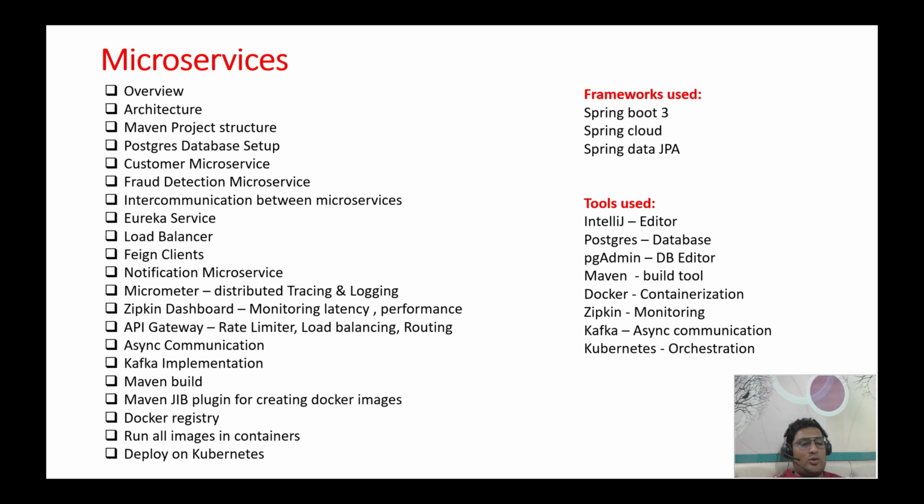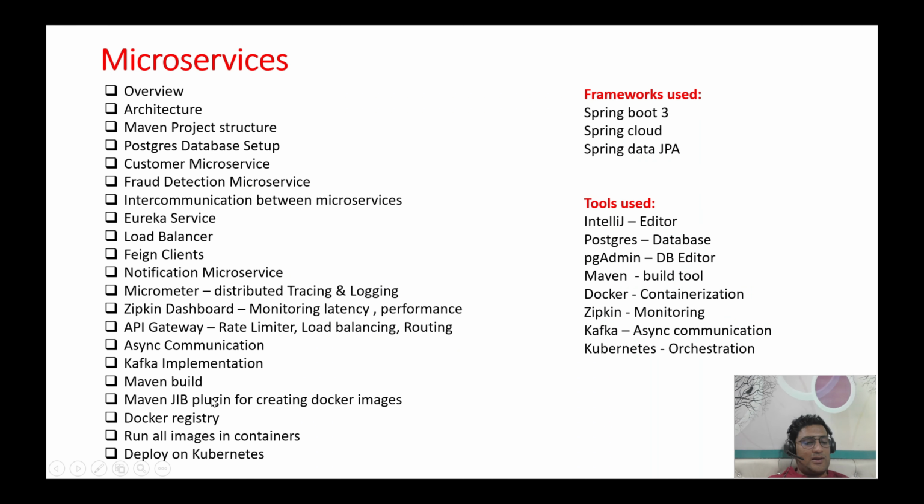So basically, all the external requests coming from the outside world into our microservices world will be happening through this API gateway. Then we'll see what asynchronous communication is in our microservices architecture. Then we'll implement this using a Kafka message broker. Then we'll look at the Maven build. We'll try to build all our microservices.